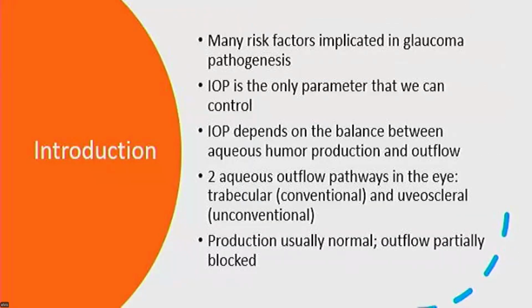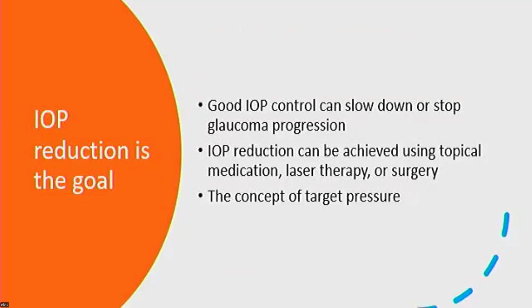So a lot of things in the background have already been said. There are many risk factors for glaucoma. The only one we can control, that we can measure, is intraocular pressure. Now, we know that reduction in intraocular pressure is the goal of management of glaucoma, but how much reduction should we be aiming for? That then brings in the concept of target pressure.